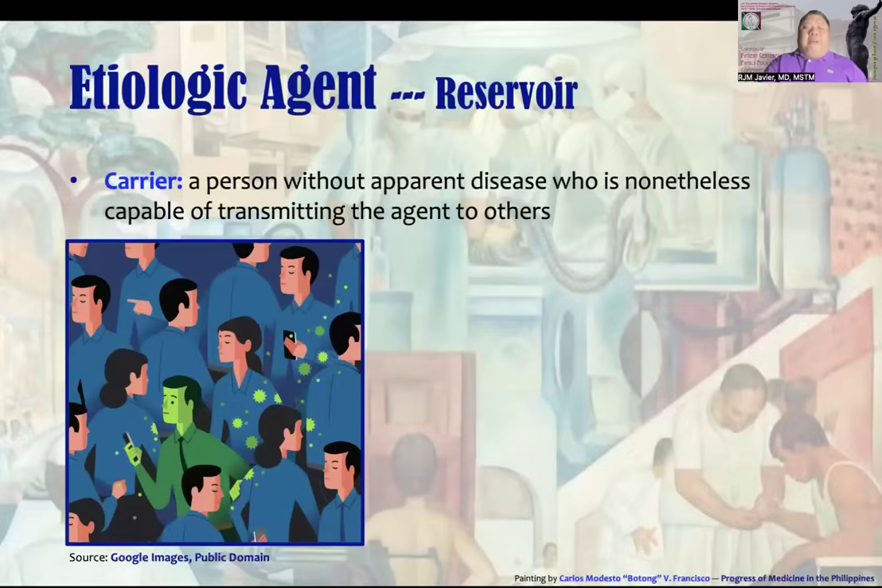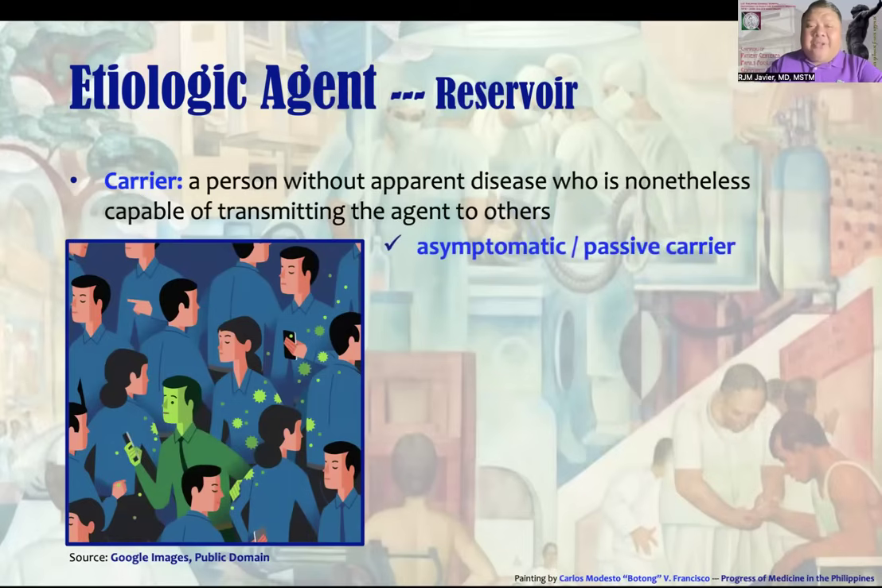So we also talk about carriers. Again, a carrier is an individual who does not possess apparent overt clinical manifestations, but nonetheless, that person has the ability to transmit the agent to other individuals. There could be what we refer to as your asymptomatic passive carriers. A perfect example will be your typhoid. I want you to read on Typhoid Mary.